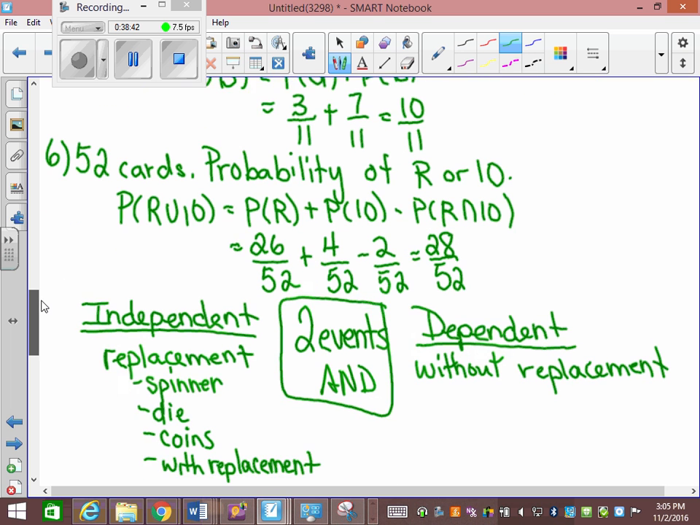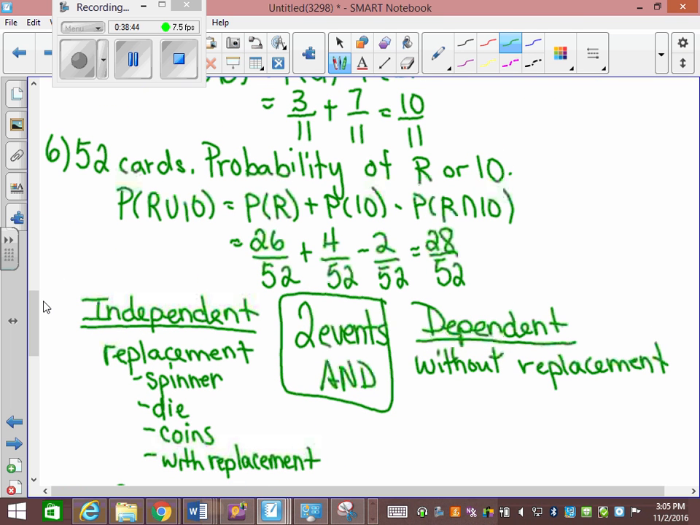Then independent and dependent, this comes into effect when you have independent is when they say replacement. So that's when you're taking 2 events. So I'm taking out 1 card and then I'm taking out another card. Or I'm taking out 1 marble and then I'm taking out another marble. Whereas mutually exclusive and non-mutually exclusive is you take out 1 marble, what's the chance it's blue or black or something like that? Okay? So independent also can be a spinner, die, coins, anything with replacement.